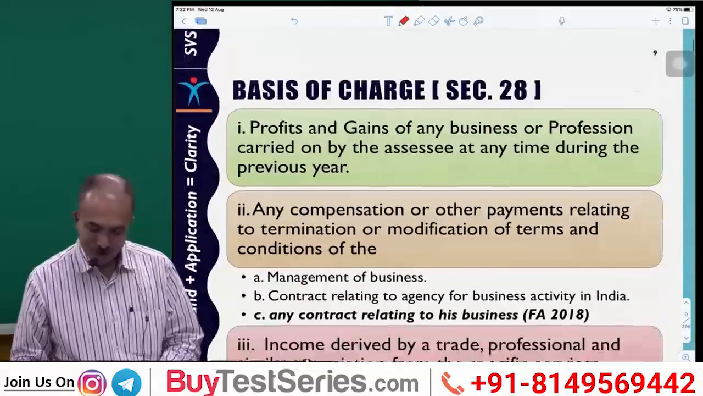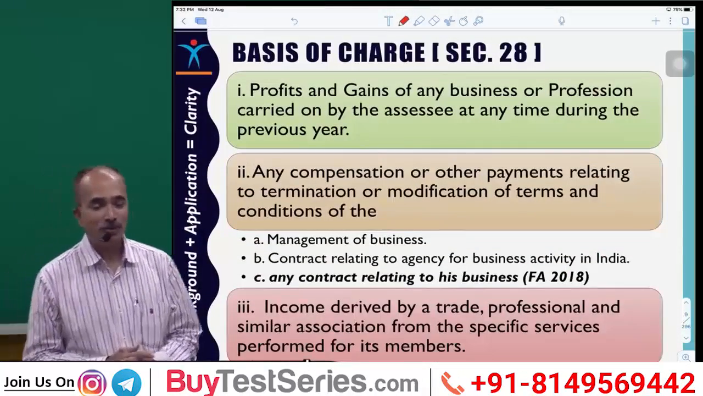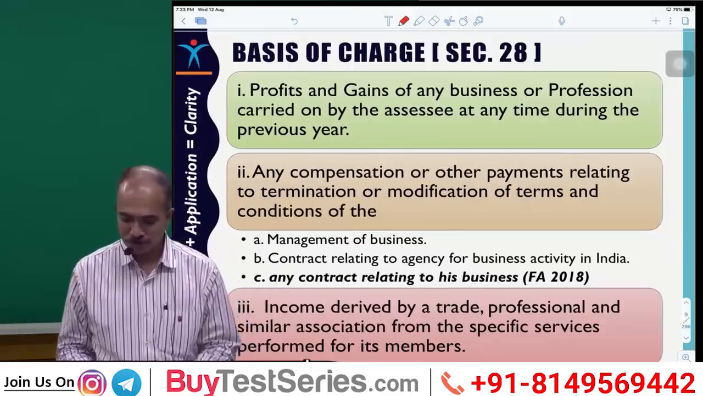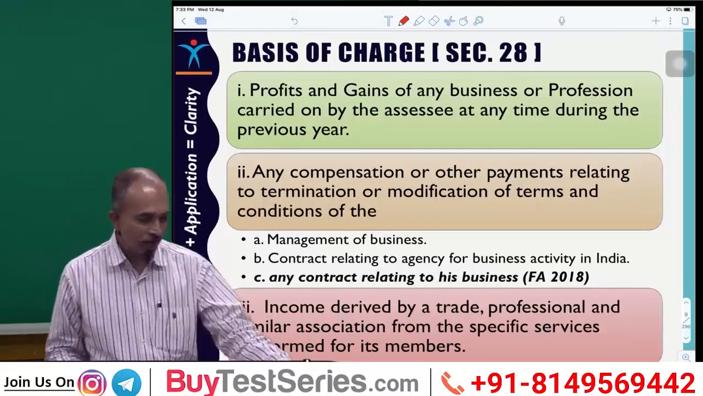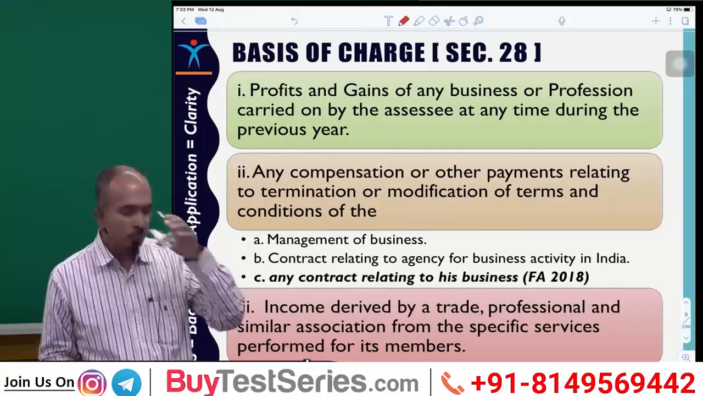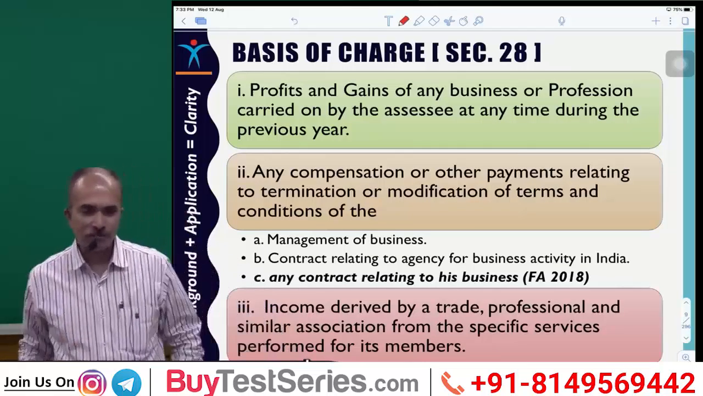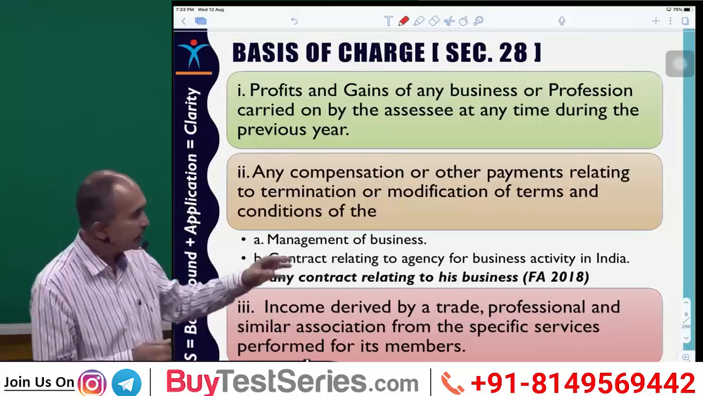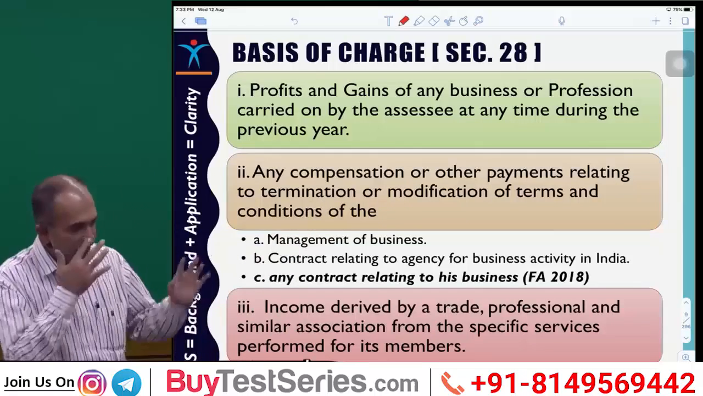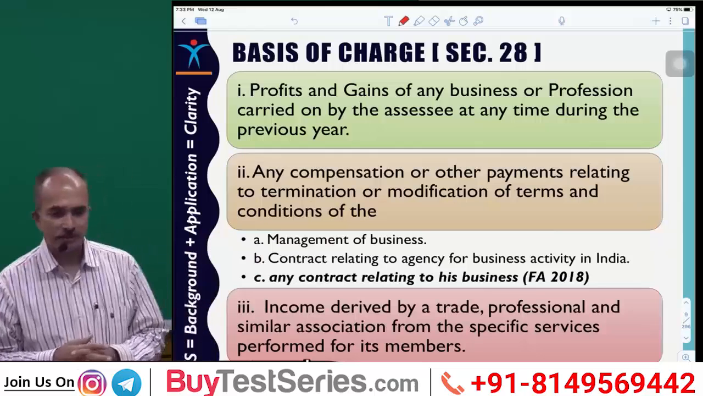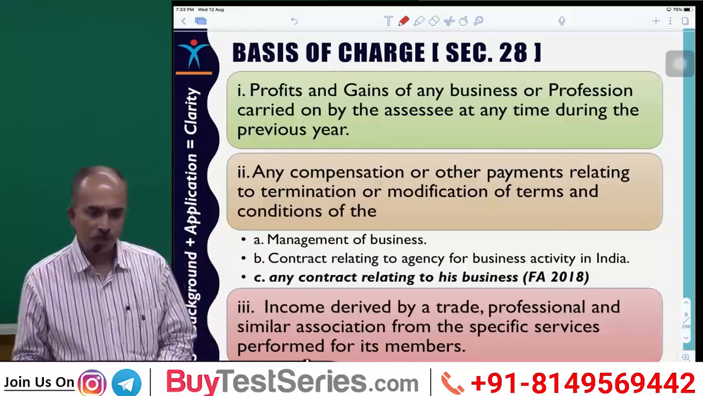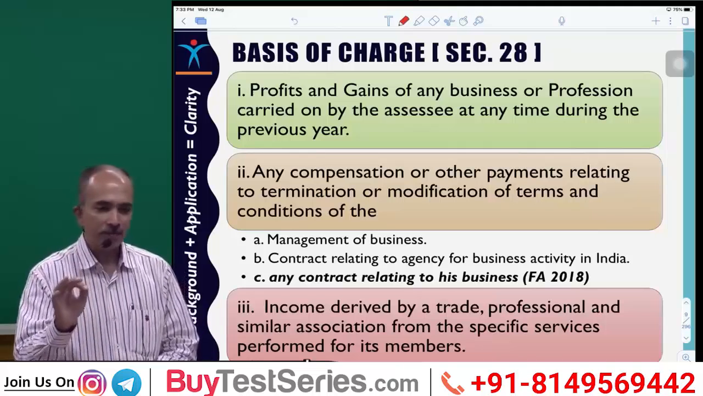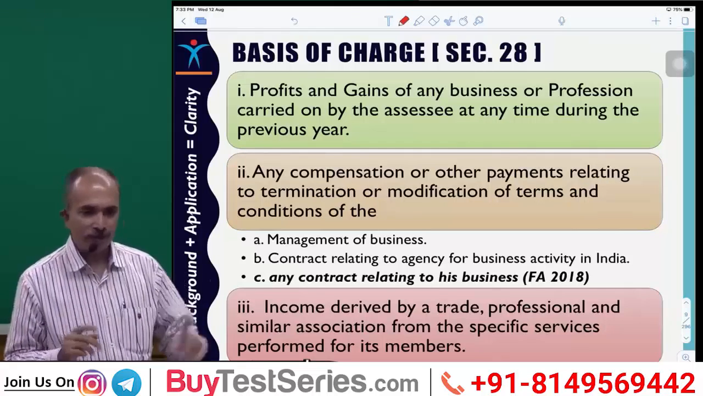Okay, so with that background, let's now go to the charging section of business profession, which is section 28. The charging section of any head will tell you which income is supposed to be taxed under this head. So section 28, what all does it say? 28 Roman 1 covers 99.9% of all income to be taxed under this head.